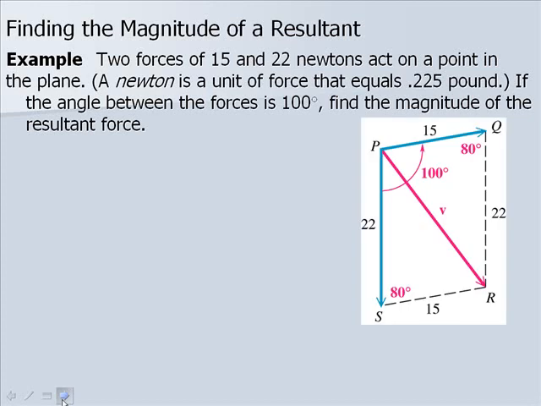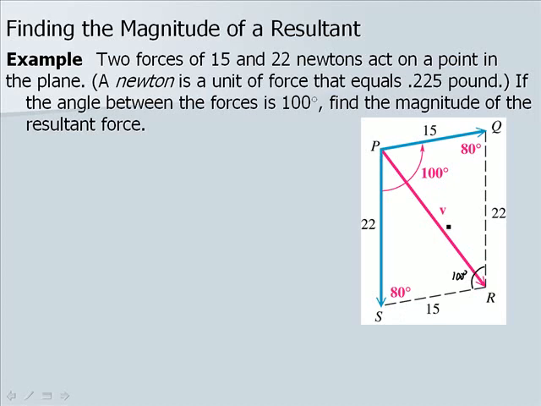Here we see our picture depicting our two forces, 15 and 22. We put their initial points together and draw our parallelogram so that the diagonal is going to be the resultant force, and we know that the angle between them is 100 degrees, so we found the other angle here using the fact that adjacent angles in our parallelogram are supplementary, meaning they must sum to 180 degrees. So then also the opposite angles will be equal, so this angle is 80 degrees as well, and this one would also be 100 degrees.